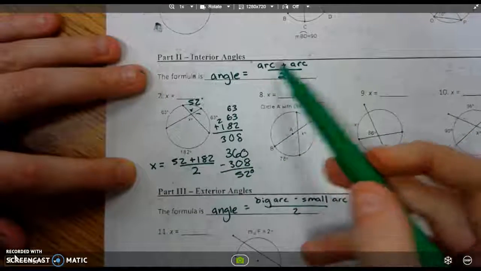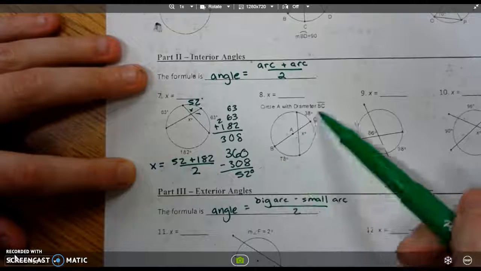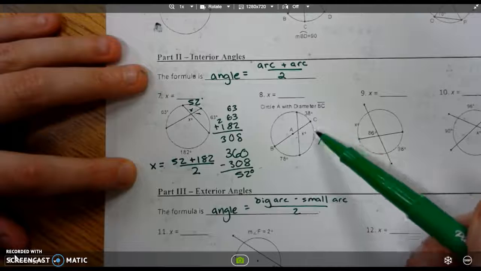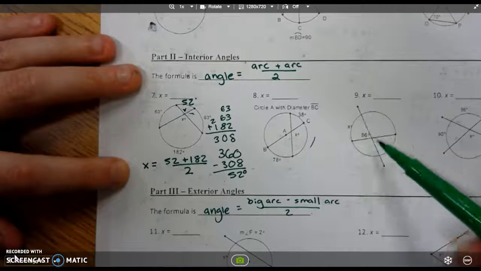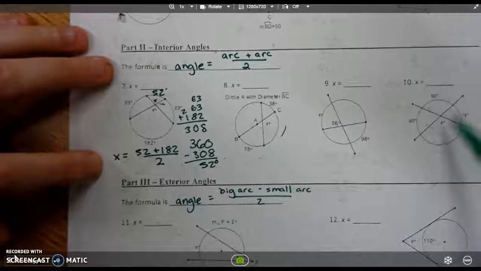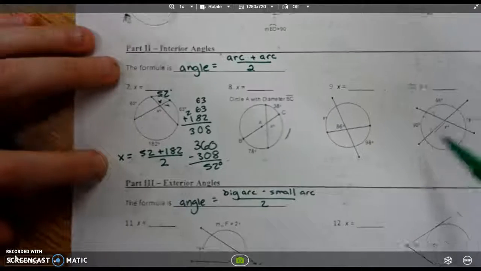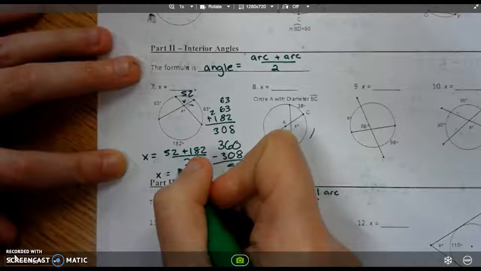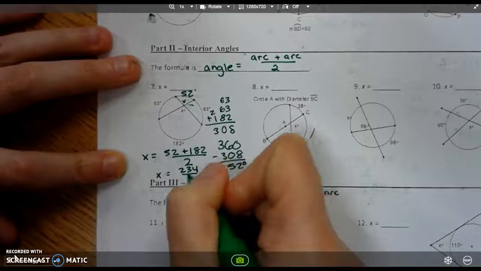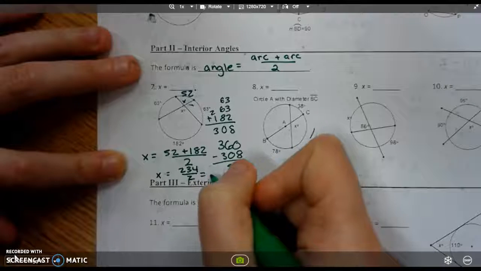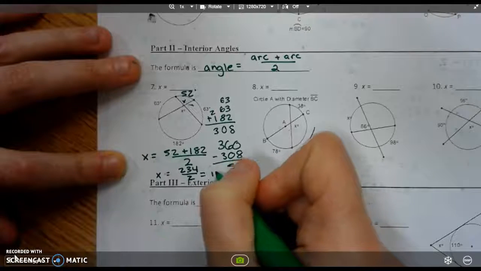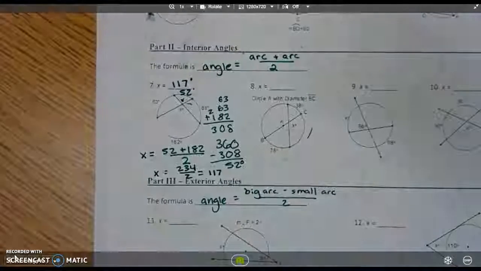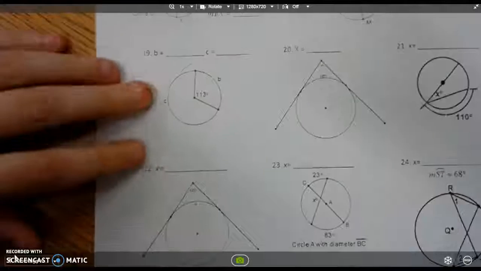So you just got to make sure you have the right 2 arcs. So here, I don't have the right 2 arcs because X opens up to this arc, right? Here I have the right 2 arcs. Here I do not. I have one of them, but I don't have the other one, right? So let's finish this. 1,117, sorry. So you need to finish the rest of this there.